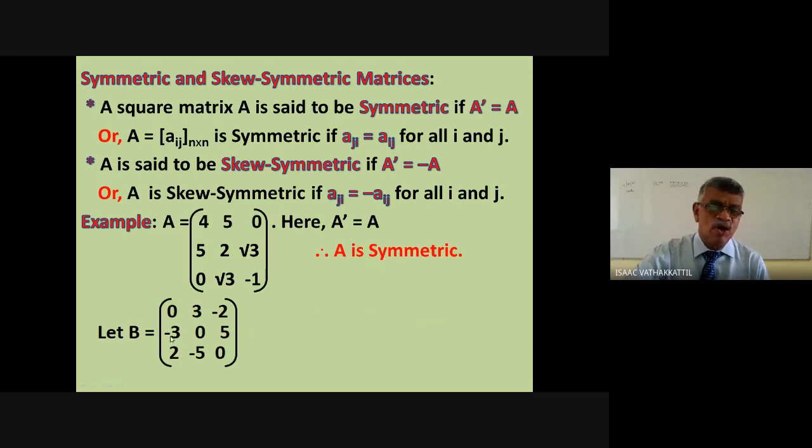Now second row, minus 3, 0, 5. What about second column? 3, 0, minus 5. Third row, 2, minus 5, 0. And third column, minus 2, 5, 0.